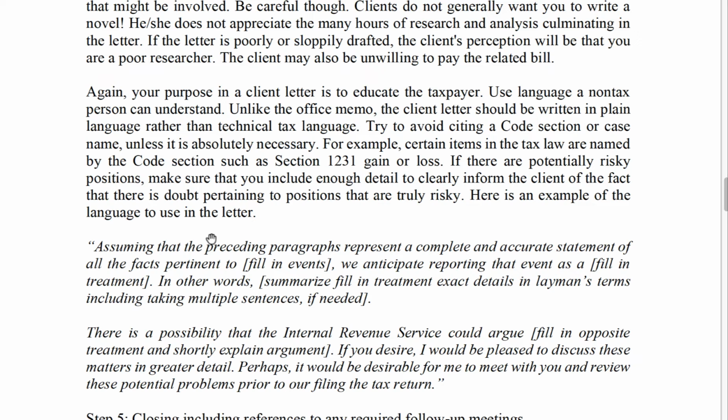facts represent a complete and accurate statement of all the facts pertinent to, and you talk about summarizing what the event is, whether it's the sale of property, whatever it is, sale of land. We anticipate reporting that event as a long-term capital gain or loss, or a section 1231. So if you say anticipate, you do anticipate if the transaction is open, okay? So in this example, I use an open transaction. You would say it would be reported as an event if it was a closed fact pattern where the facts have been closed. So that's what we mean when we say we anticipate reporting.